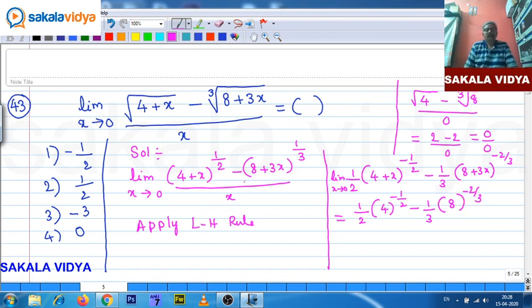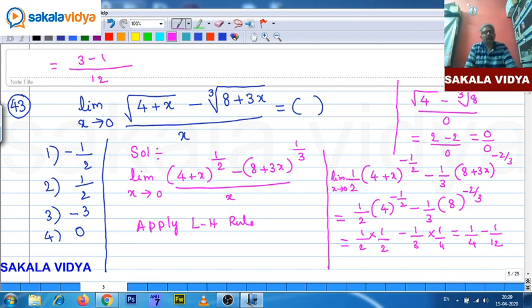Now you remember, half into 4 to the power of minus half will be 2 square. The 2 gets cancelled, 2 power minus 1, 1 by 2. And minus 1 by 3 into 8 to the power of minus 2 by 3, this will be 2 cube, so the 3 cancels, 2 power minus 2, 1 by 2 square is 1 by 4. So that means 1 by 4 minus 1 by 12. Let us simplify this one now. 12 is the LCM.